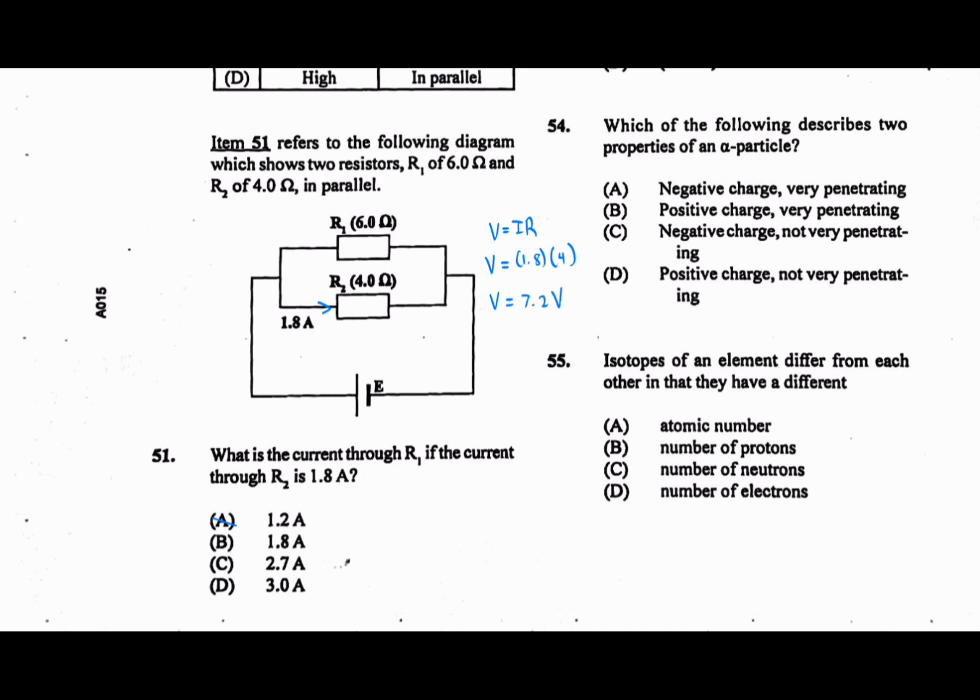And since these two resistors are in parallel, the voltage drop across both of them is going to be 7.2 volts. So if I know the voltage drop across both of them is 7.2 volts, and I know the resistance for R1, I can figure out the current. So I is equal to V over R. My voltage is 7.2 volts across both of the resistors because they are in parallel, over the resistance for R1, which is 6. So 7.2 divided by 6 is 1.2 amps, and that's how you do it using physics.